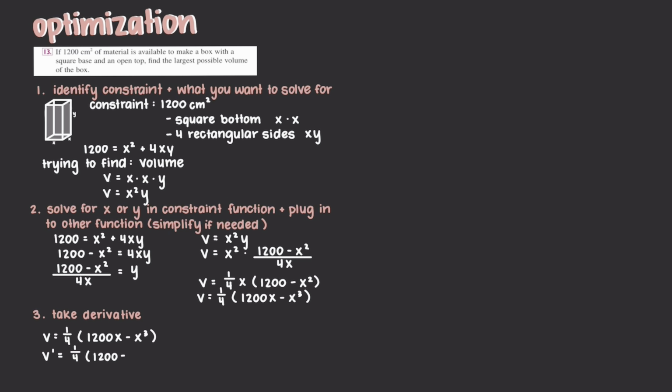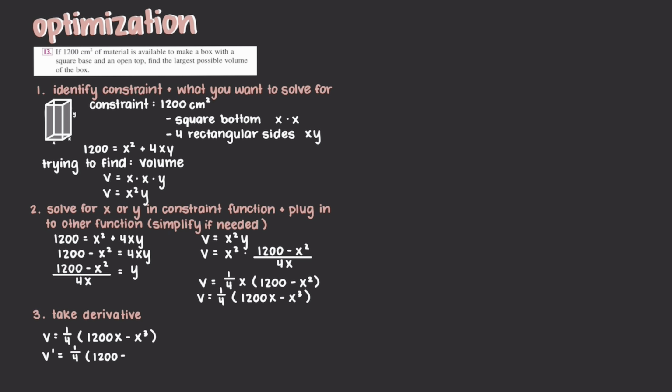Next step, set the derivative equal to 0 and solve. Okay, well let's get rid of this 1/4 by multiplying by 4 on both sides. It's going to get rid of this, and 4 times 0 is just 0. Add 3x squared, divide by 3, 400, take the square root. X is going to be equal to 20.